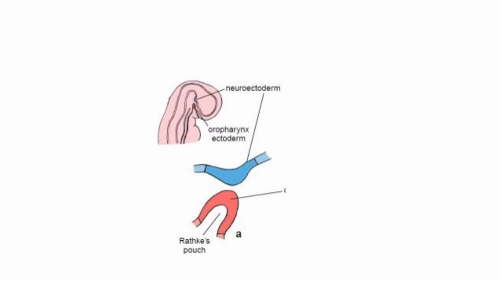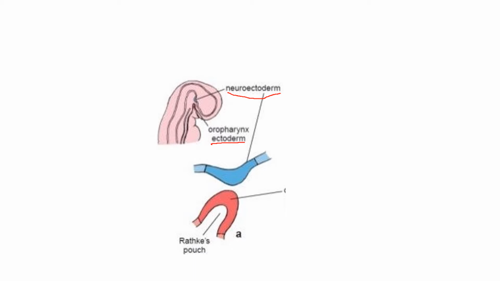One is ectodermal cells from the stomatodeum. These ectodermal cells evaginate from the roof of the stomatodeum, and then neuroectodermal cells from the floor of the diencephalon. So these two are the major cell origins in the formation of the pituitary gland.